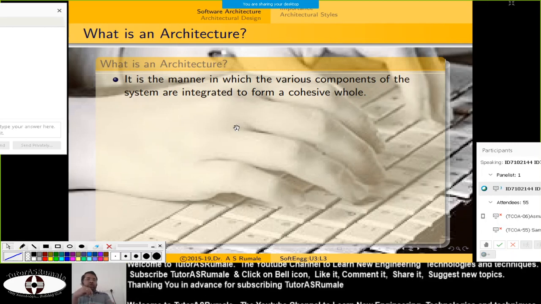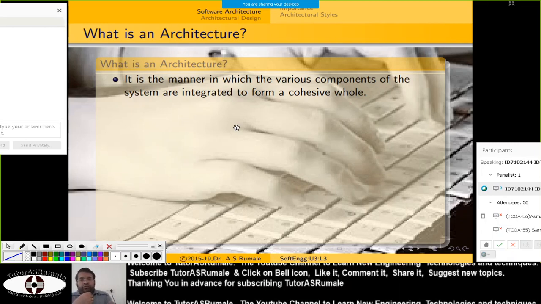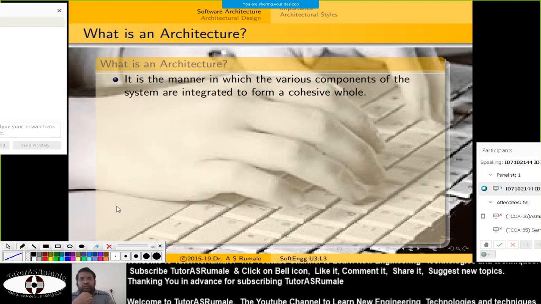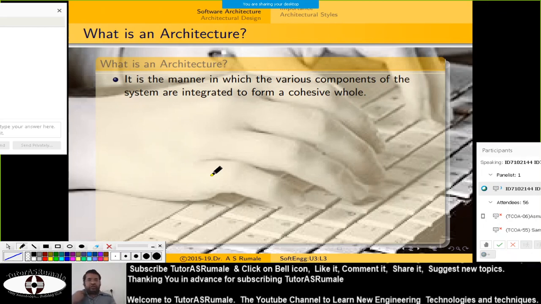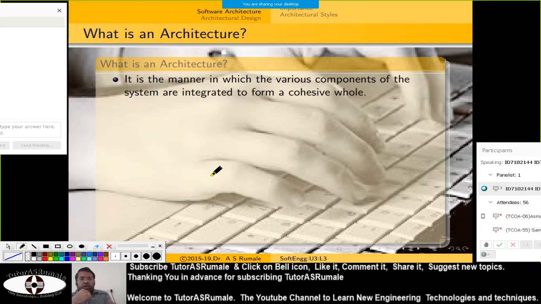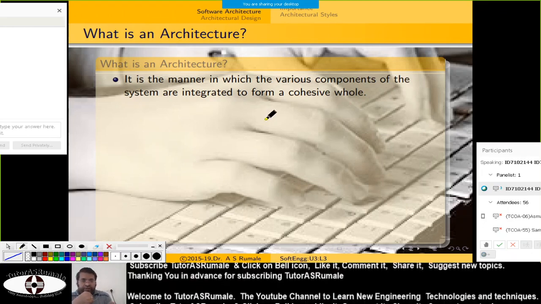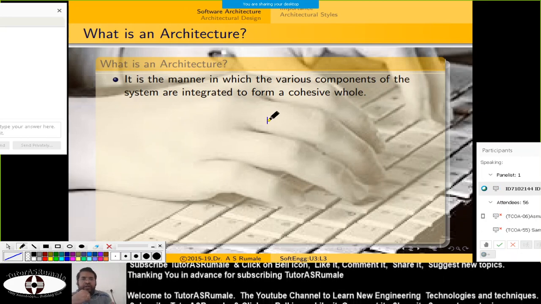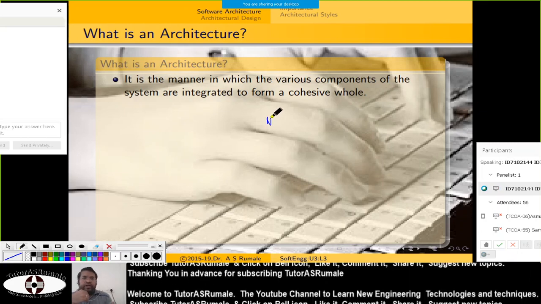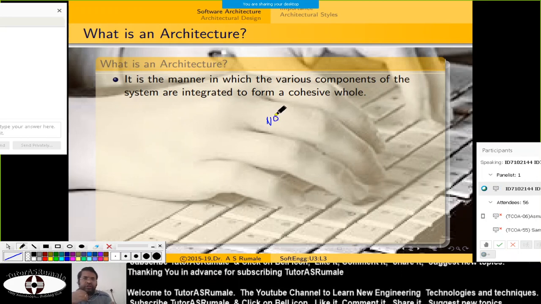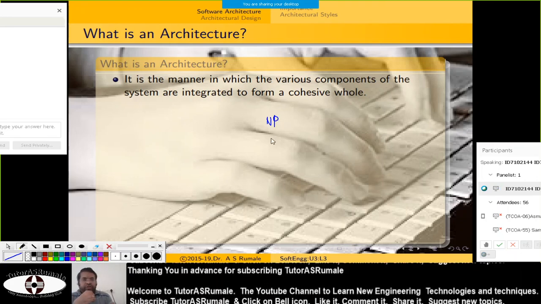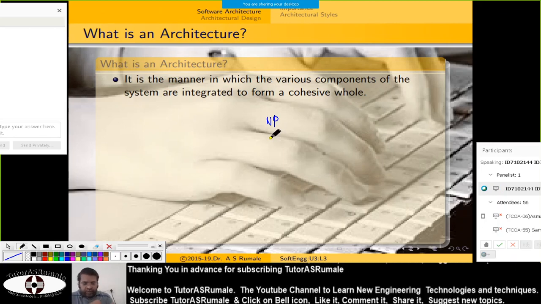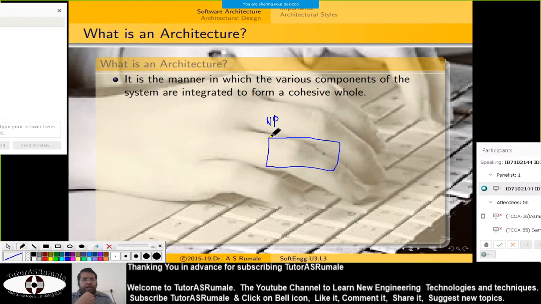So let's start with what an architecture is. You have to be very specific when it comes to defining the architecture, so let's start with the definition. It says that it is the manner in which the various components of a system are integrated to form a cohesive whole. Suppose this Notepad is your application, a very small and simple application. What are the different modules in a Notepad? First you have the workspace, the space where you actually type things.